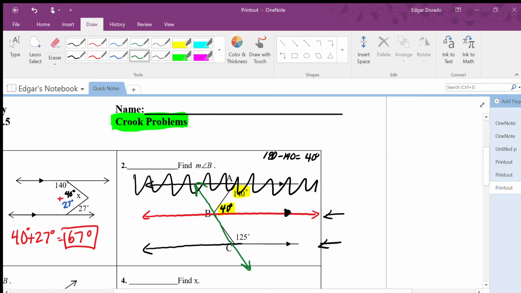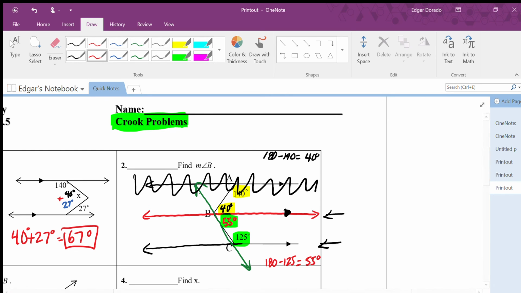And now I can take a look at angle 125 and this angle. Well, how are those two related? Same thing. They're on the same side of the transversal, and they're in the interior of my two parallel lines, so they are same side interior angles. And again, just like we did earlier, that means both of those must add up to be 180. So if I subtract 180 minus 125, I get 55 degrees. So my angle measure here is 55 degrees.